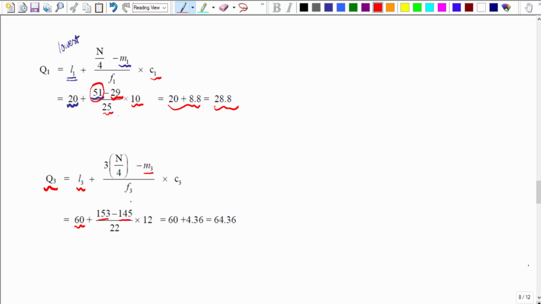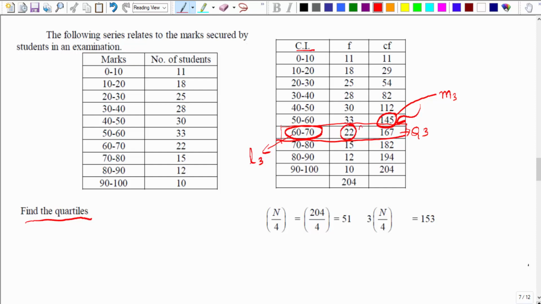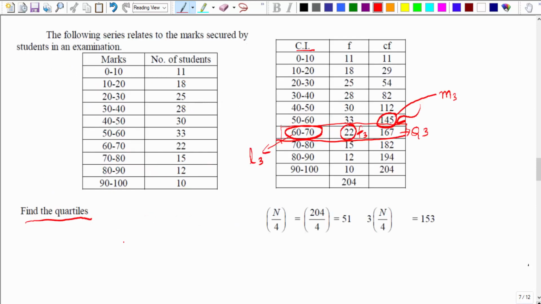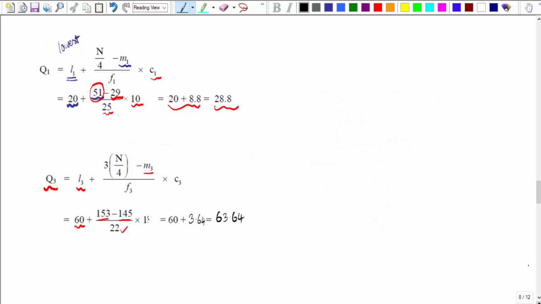Then divided by F3. F3 represents the frequency. In this case it is 22. So divided by 22 multiplied by the width. Let me just note down. The width here is 60 to 70, so the width is 10. That is, C3 is 10. So if you multiply this, 60 plus 3.64, you are going to get 63.64, and that is quartile 3, and this is quartile 1.